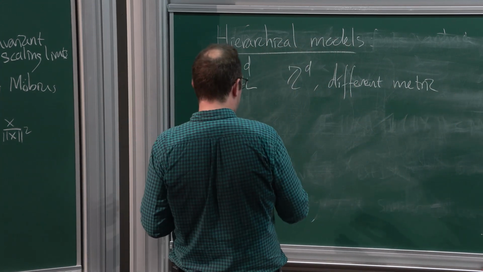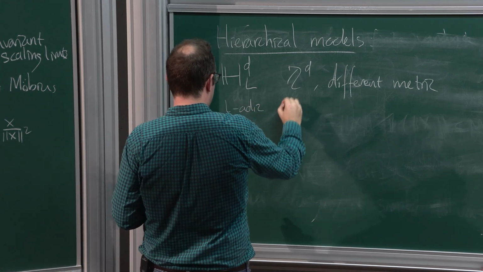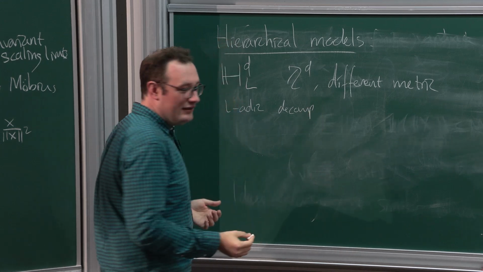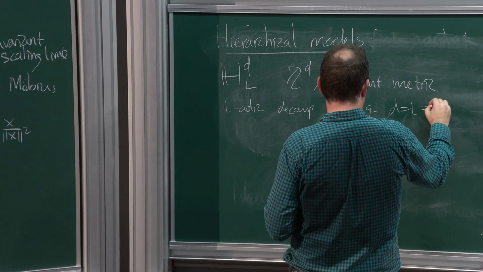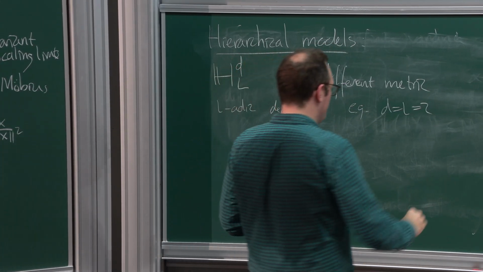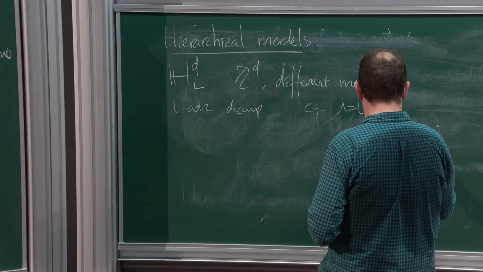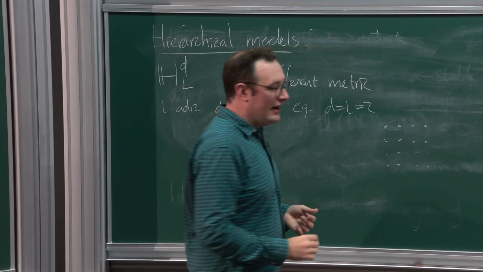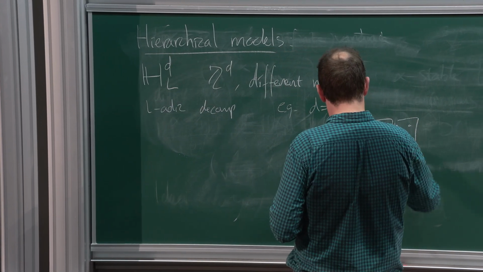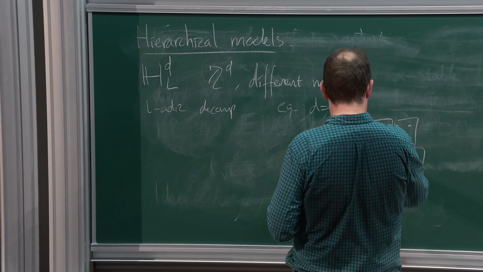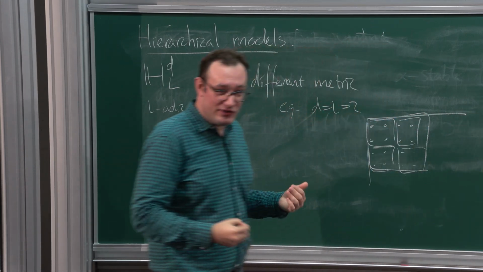Okay, which the way you can think about it, you take an L-adic decomposition. So let me just explain what that means in pictures. So e.g. d equals L equals 2. L has to be at least 2. You take all your lattice points, and then you first partition them into 2x2 boxes. And then into 4x4 boxes in a consistent way, and then into 8x8 boxes in a consistent way, and so on.